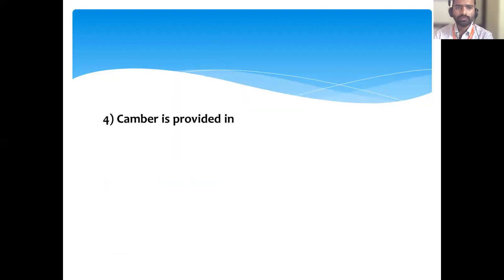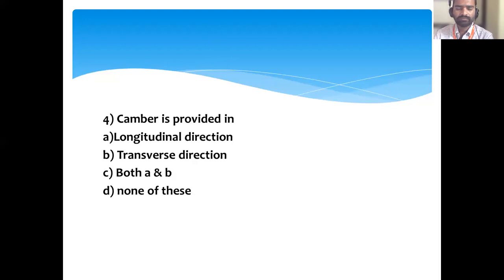Okay, now the fourth question. Is it visible? Yes, sir. So camber is provided. Roll number 60, read the options and tell me the answer. Camber is provided for what purpose? Longitudinal direction, transverse direction, both, none. Longitudinal. Okay, no, it is transverse direction or longitudinal direction. Camber is provided throughout the road, correct? It is in the longitudinal direction, yes, correct.